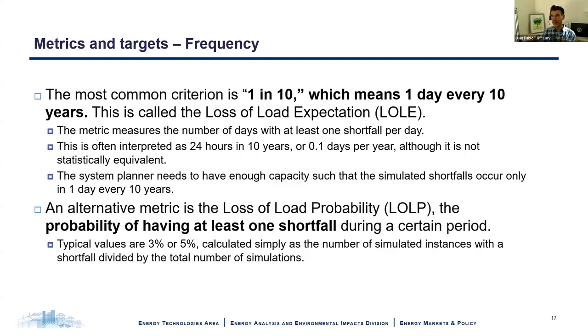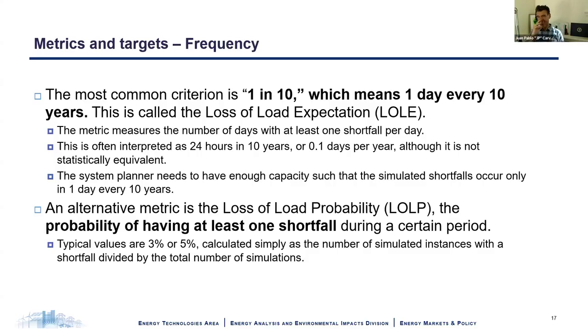This 1 in 10, one day every 10 years, is often interpreted as 24 hours in 10 years, or 0.1 day per year, 2.4 hours per year. But neither of these are the same. It's very different to have one event in a 24-hour period than having one event in a 2-hour period. So there are some statistical issues with this implementation. Nonetheless, this 1 in 10 has served us well, largely, again, because of characteristics of the grid back then. And now it's a target that has started to be analyzed.